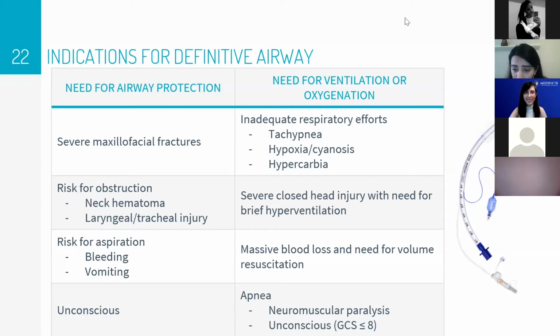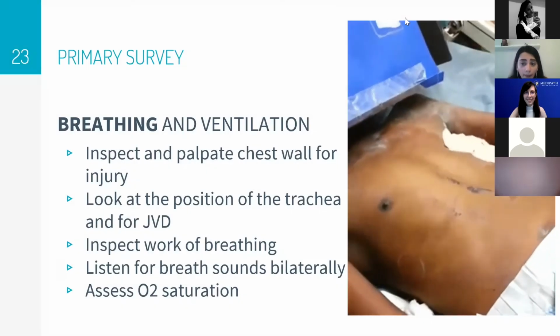And so if you decide none of these things are an issue when assessing the airway, you'll move on to B, breathing. At that point, you can still make a determination that they need to be intubated or more airway support. But let's move on to B and talk about what you assess in breathing.